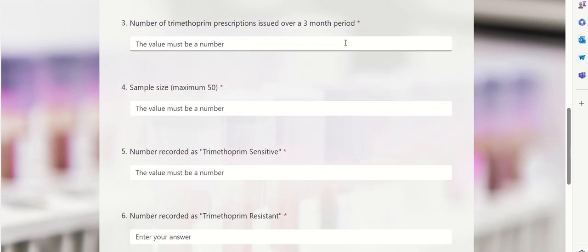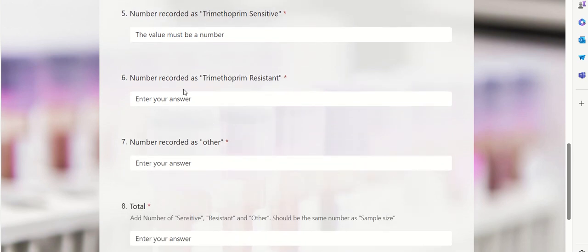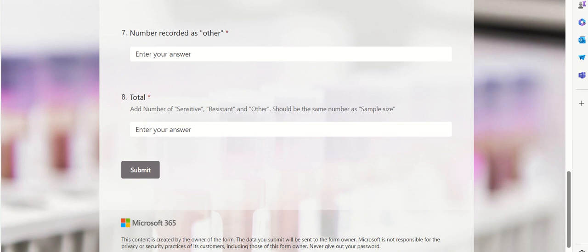When I run this audit in October, November, I expect this to be very small, and I expect that it's only going to be given if there's a sensitivity on the culture, and hopefully this number will be 0 and this number will be 0 and the total will be there, and I'll put those in. The reason I say that is that the payment for that depends on 90% of those trimethoprim prescriptions having had a culture that shows they were sensitive to trimethoprim, which is quite a high target. I've been very clear in my practice, we are only prescribing if there's a culture that says we should.